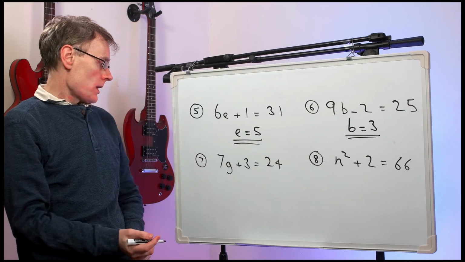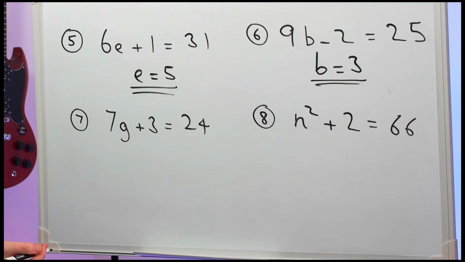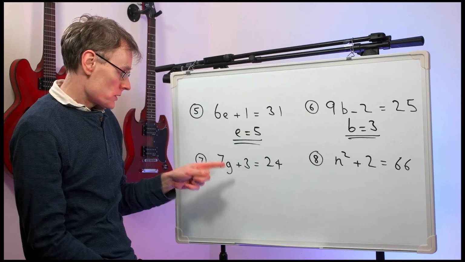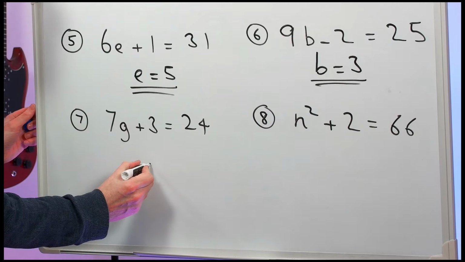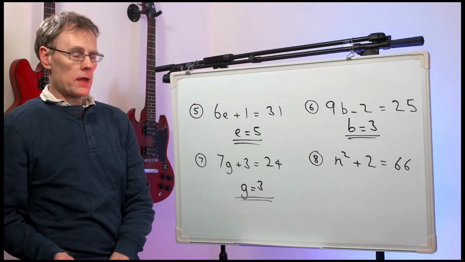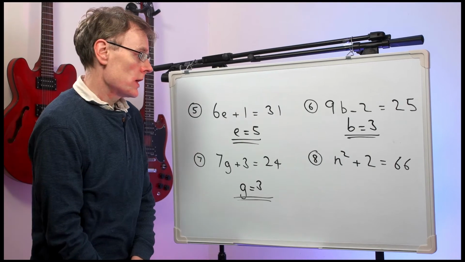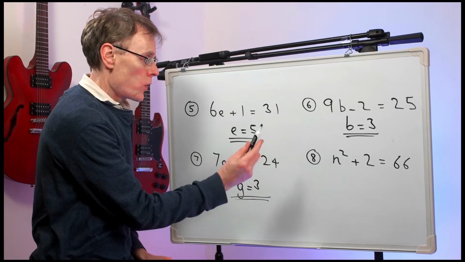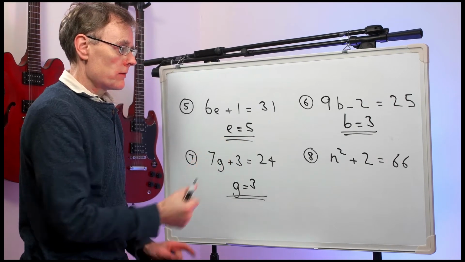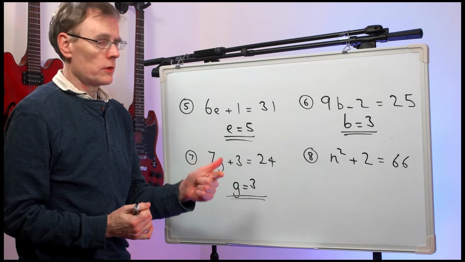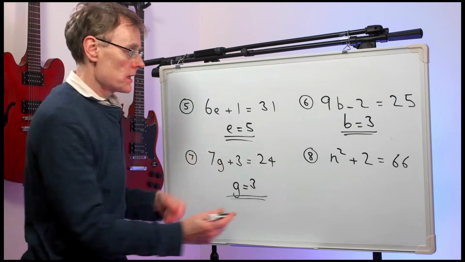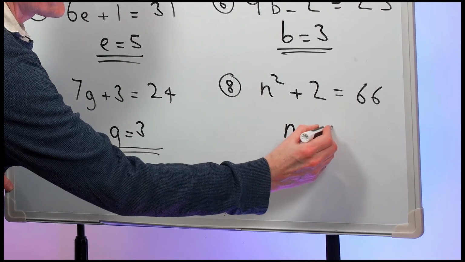Number 7, 7g plus 3 equals 24. 3 7s are 21, 22, 23, 24. So g equals 3. And the last one, number 8. n squared plus 2 equals 66. So what number squared? 7 7s are 49, 50, 51, that's too small. 8 8s are 64, 65, 66. So n equals 8.